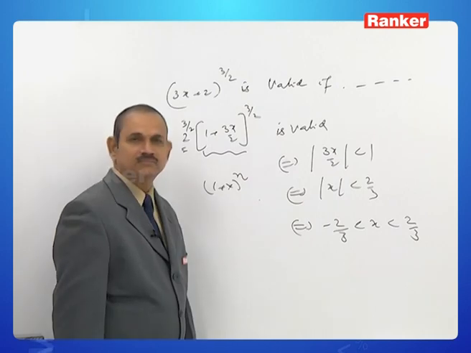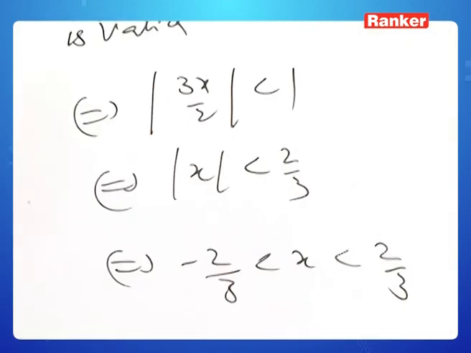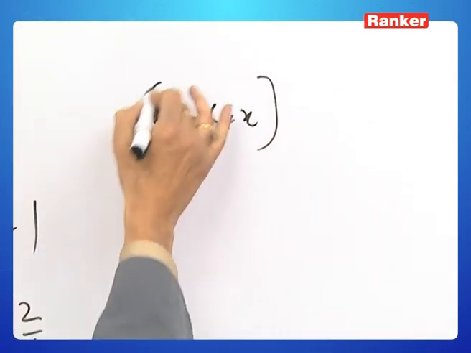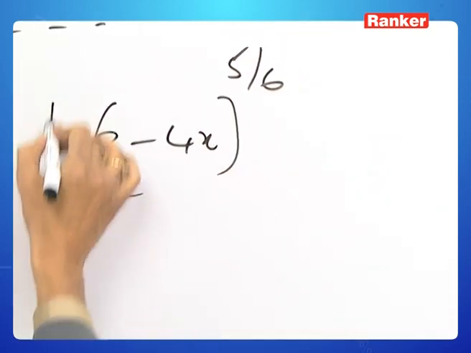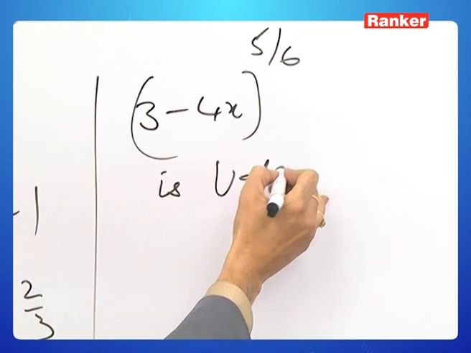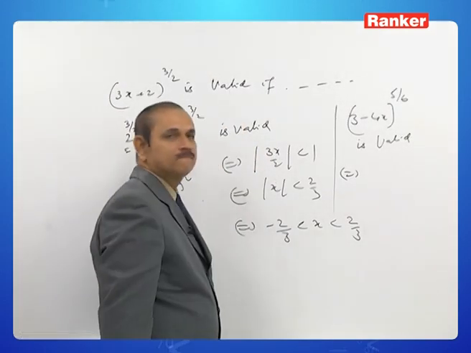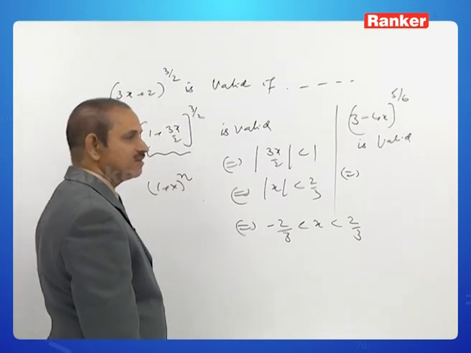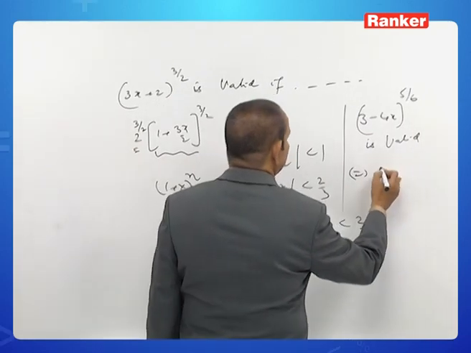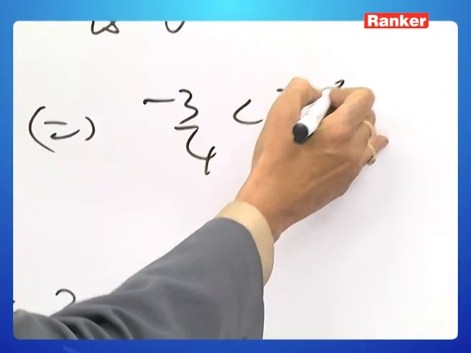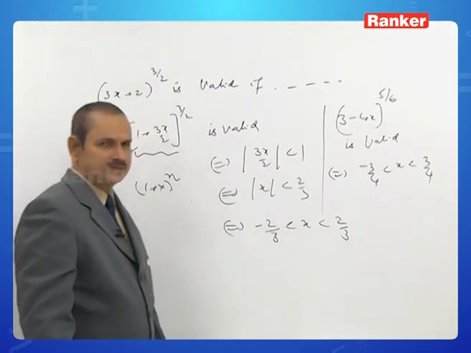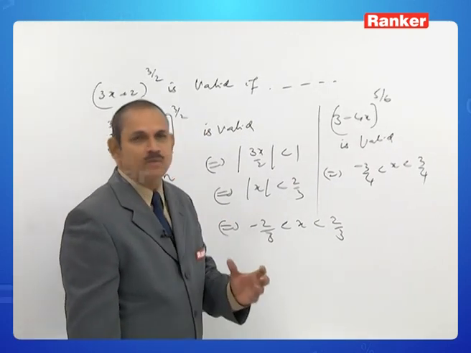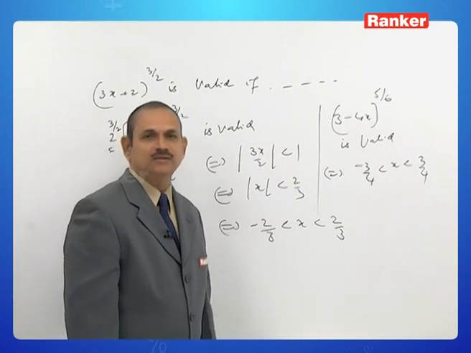A beautiful question. Let us try to answer one such question on this part. Look at this: (3 - 4x)^(5/6) is valid if and only if, come on, this is the constant term by coefficient of x, that is, if and only if minus 3/4 is less than x less than 3/4. Like that, you can trace the region in which the expansions are valid.